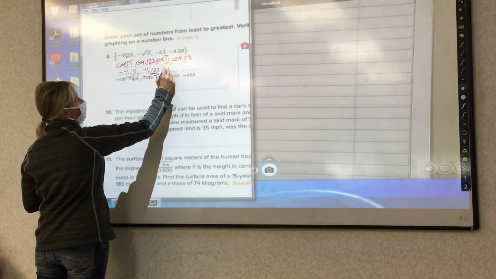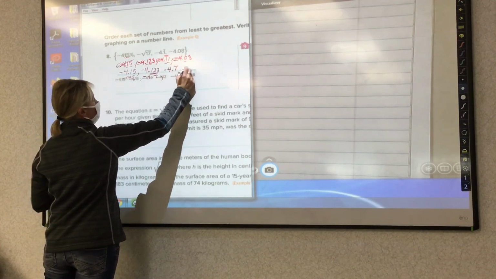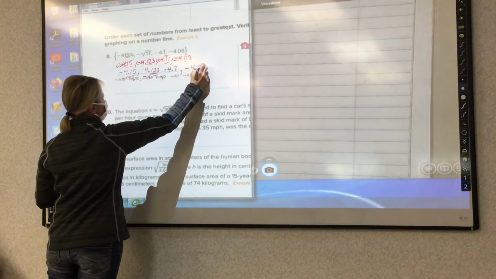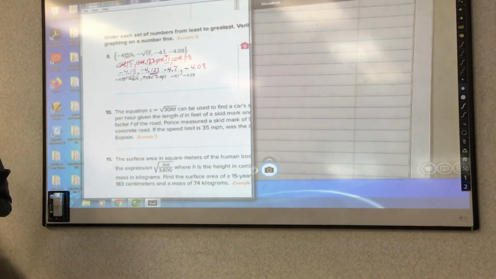Then I go to negative 4.1 repeated, then negative 4.08. The only thing I had to do was make sure I changed everything to decimals and then ordered them.